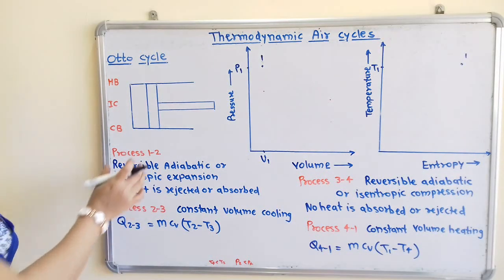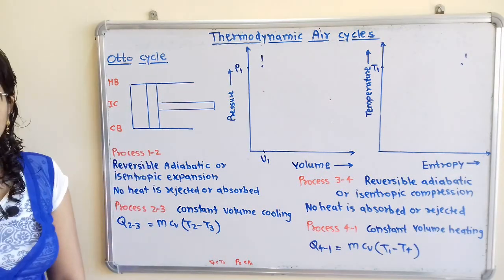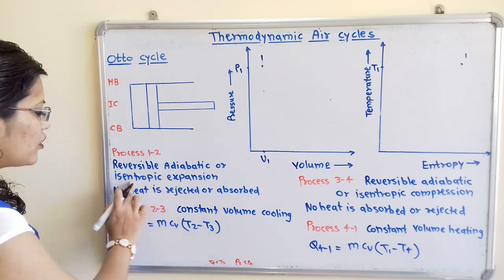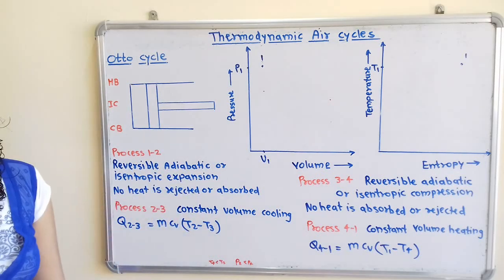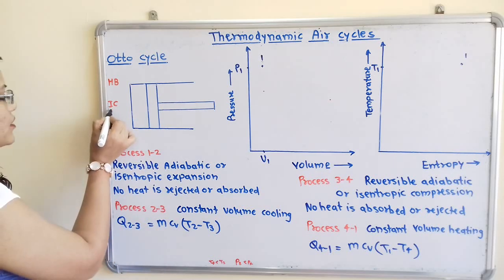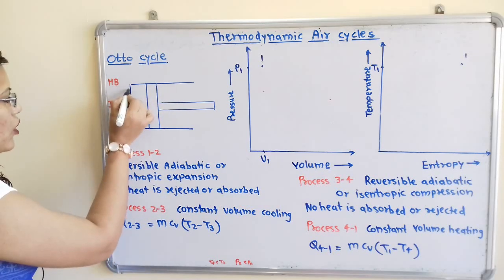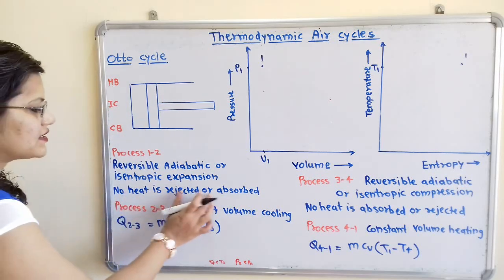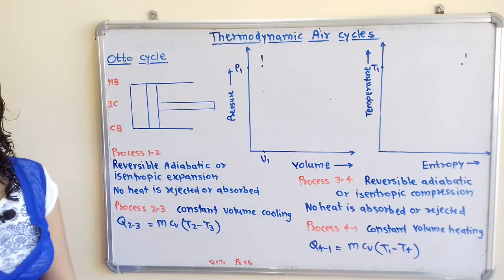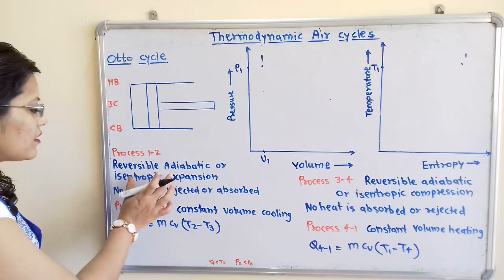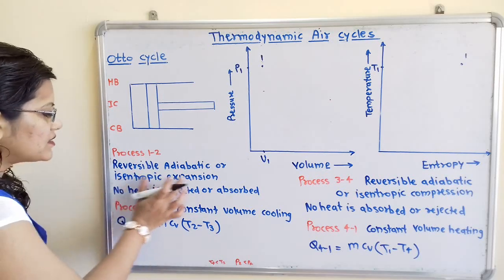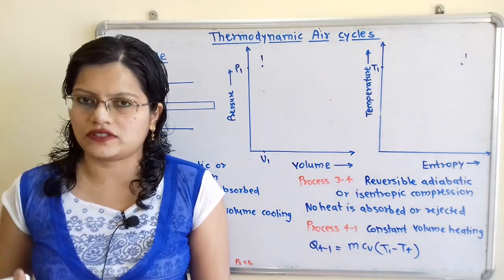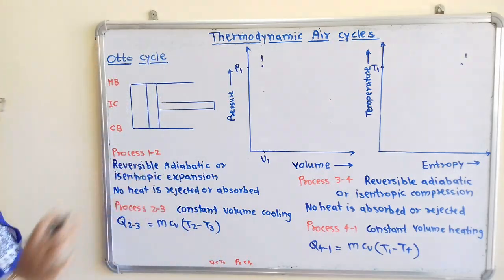Now we will move for the process 1 to 2. So what is the first process? It is reversible adiabatic or isentropic expansion. For this process, this insulated cap is brought in contact at the bottom of the cylinder. So no heat is rejected or absorbed during this process. Now we will understand what is this isentropic expansion. Here entropy remains constant because the process is isentropic.